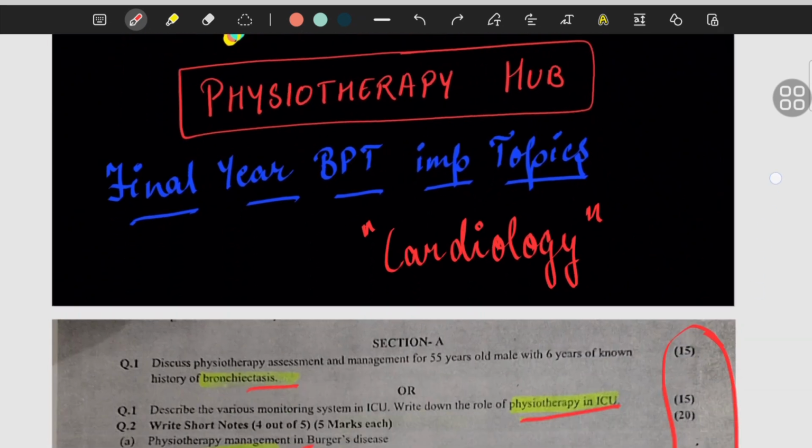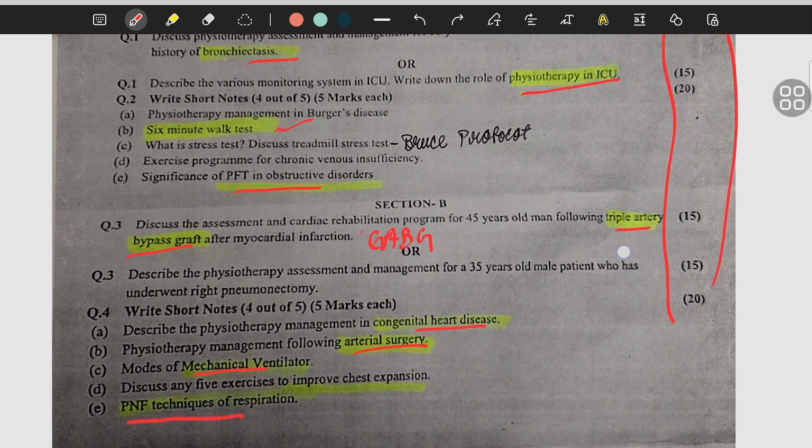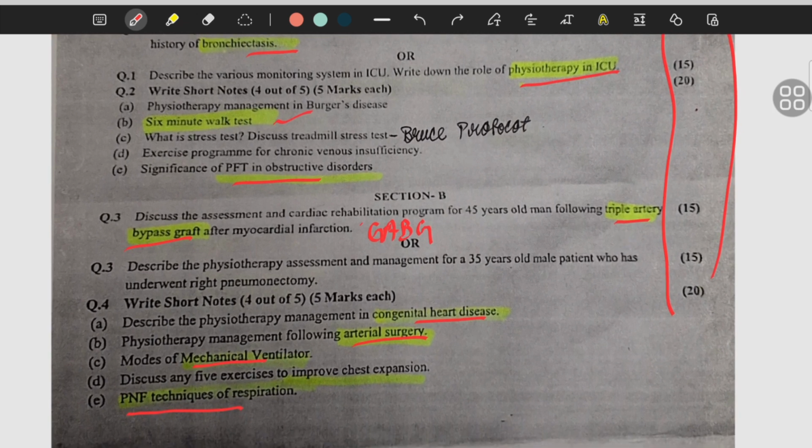So let's start. On the right hand side, you can see the following questions and for how many marks they are asked. For 15 marks, the question asked is bronchiectasis, physiotherapy in ICU. Then for 5 marks, 6-minute walk test, PFT in obstructive disorder. Then again for 15 marks, CABG. Over here they will mention whether it is a triple artery or double or single.